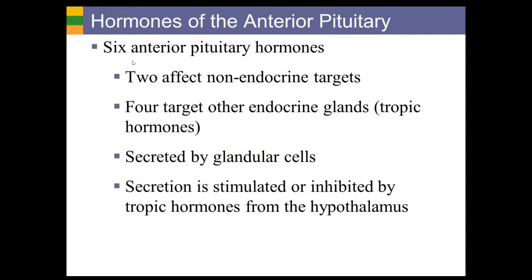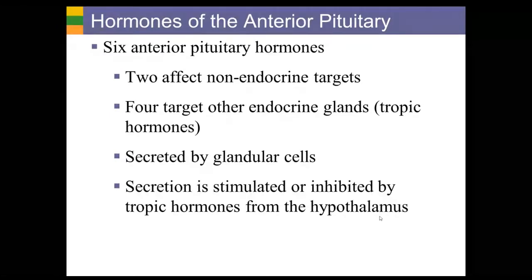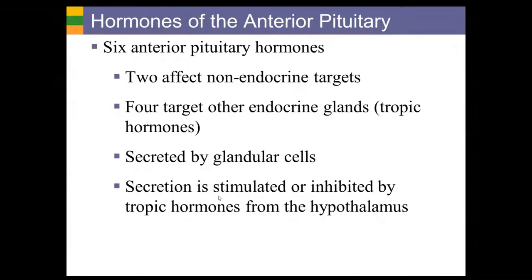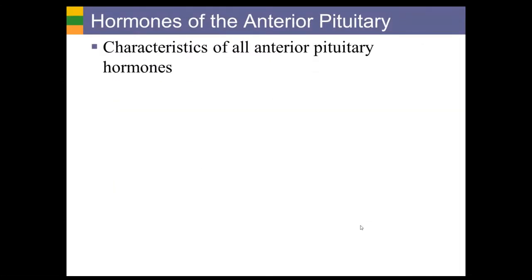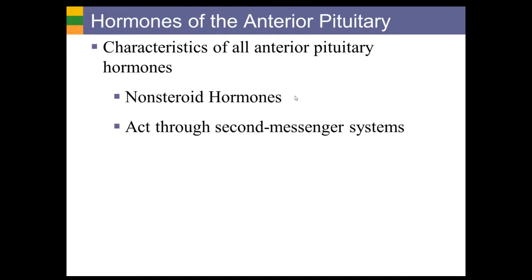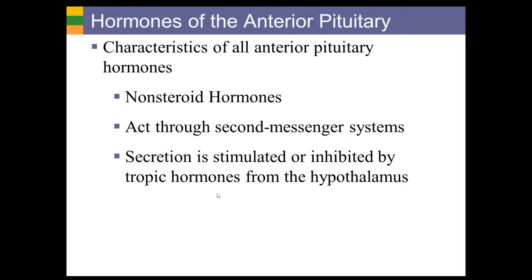Now, a couple of other things about the anterior pituitary gland. As I said, 2 have non-endocrine targets, 4 are tropic hormones. All of them are secreted by the anterior pituitary gland in response to the hypothalamus. So the hypothalamus controls the release of these 6 anterior pituitary hormones. The hypothalamus releases hormones, which then target the anterior pituitary gland and cause or inhibit the release of those hormones. Also, all 6 of these hormones are non-steroidal, meaning they all work through second messenger systems. And the secretion is inhibited or stimulated by the hypothalamus.